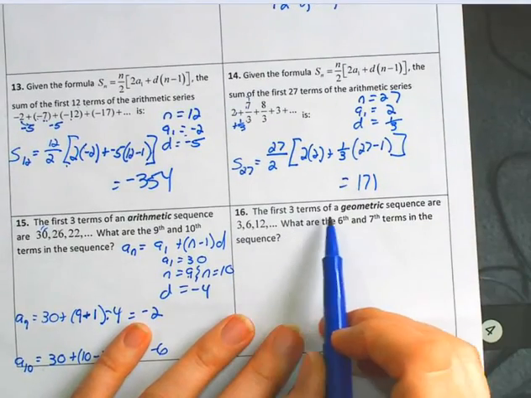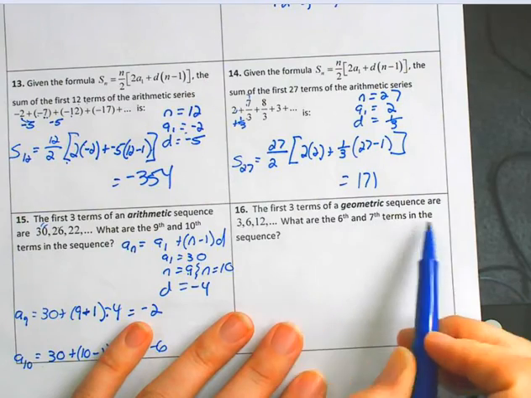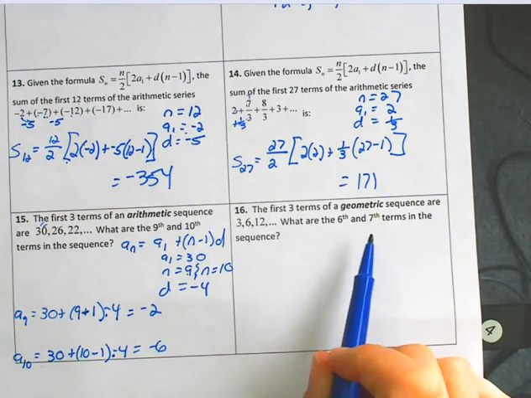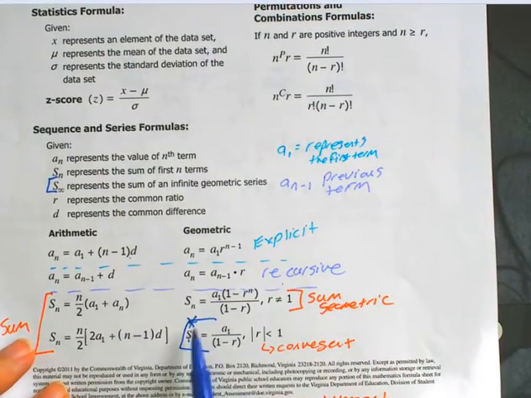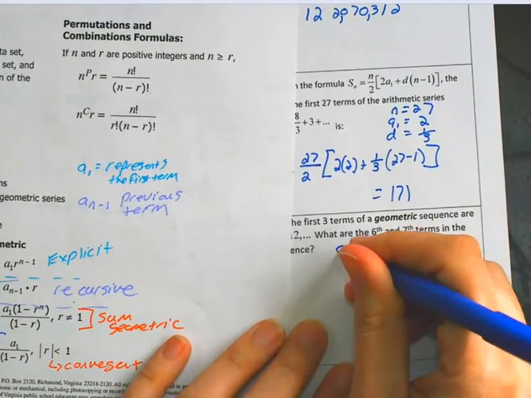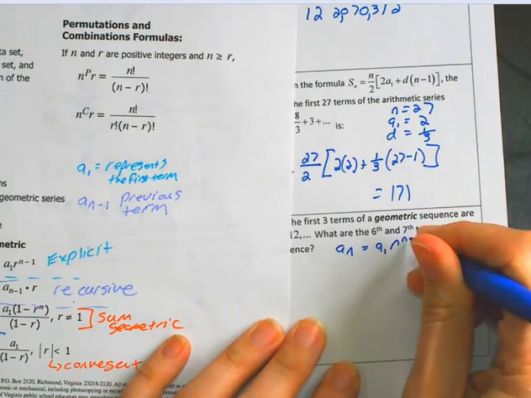The first three terms of a geometric sequence are 3, 6, and 12. What are the 6th and 7th terms in the sequence? Okay, so kind of a similar question, except it says geometric. All right, so let's look. It didn't say anything about recursive, and we're not summing anything, so we know that this is the formula we have to use right here. So I'm going to write that down. a sub n equals a_1 times r to the power of n minus 1.